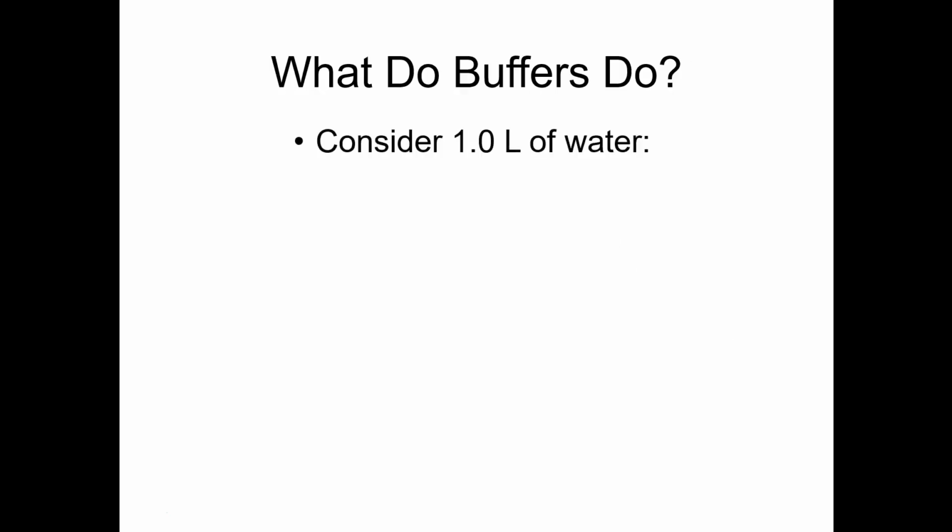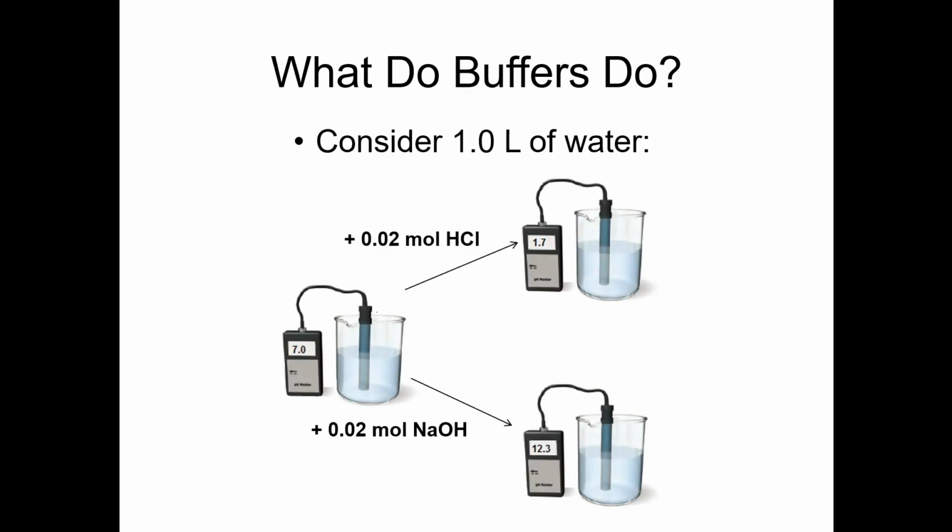So let's go back to our formic acid formate buffer, and let's compare what would happen if we took pure water and added a little bit of acid or a little bit of base to it, versus taking a buffer and adding a little bit of acid or a little bit of base to it. If I take a liter of pure water, it's going to have a pH of 7. Here's my little handheld pH meter.